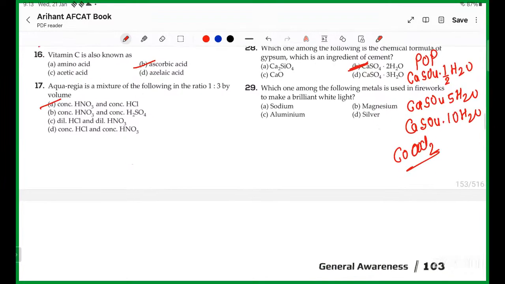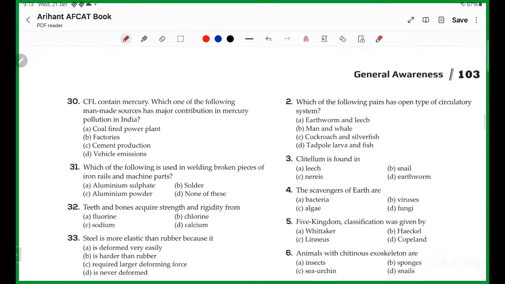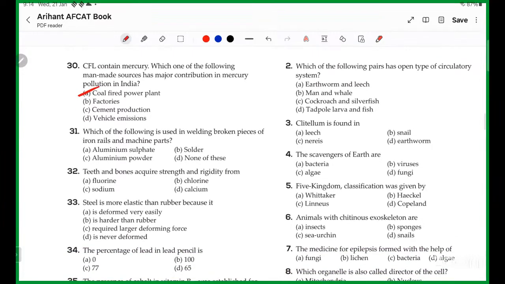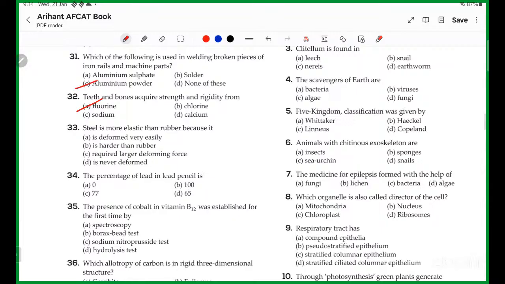Which of the following is used in firecrackers? It is magnesium. CFL contains mercury. Which man-made source has major contribution in mercury pollution in India? Coal-fired power plants. What is used in welding broken pieces of iron rails? Aluminium powder. Teeth and bones acquire strength due to fluoride. Steel is more elastic than rubber.